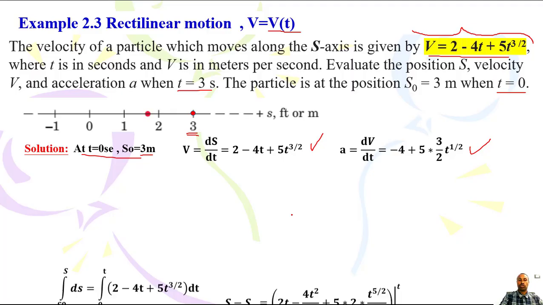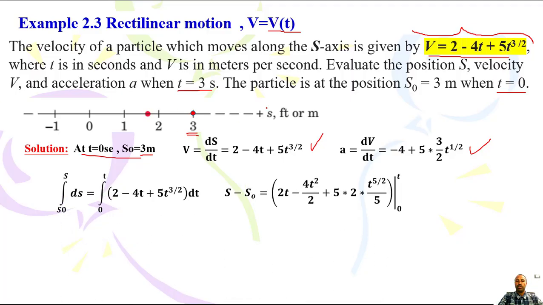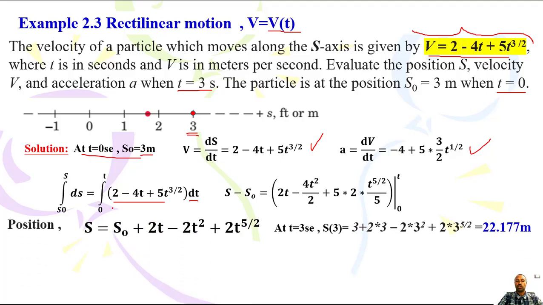Then you can find the position. So you simply cross-multiply, then integrate ds from s0 up to s, which is equal to the integral of v dt. So if you integrate, it will give you like this. So s minus s0. s0 is already known, 3 meters. Then the position will be computed. So you bring s0 to this side. Then finally, at 3 seconds, what will be the position?